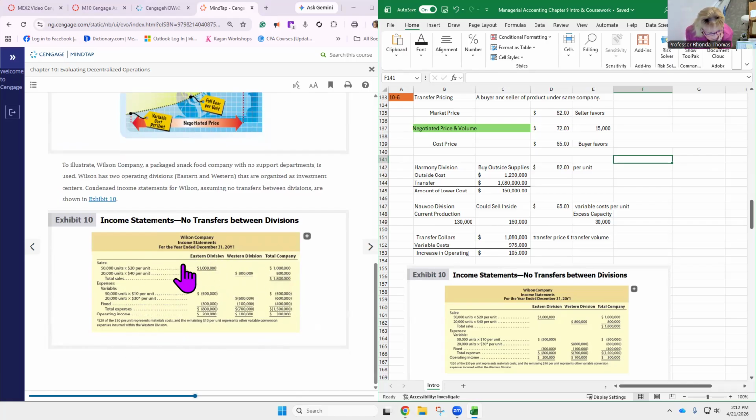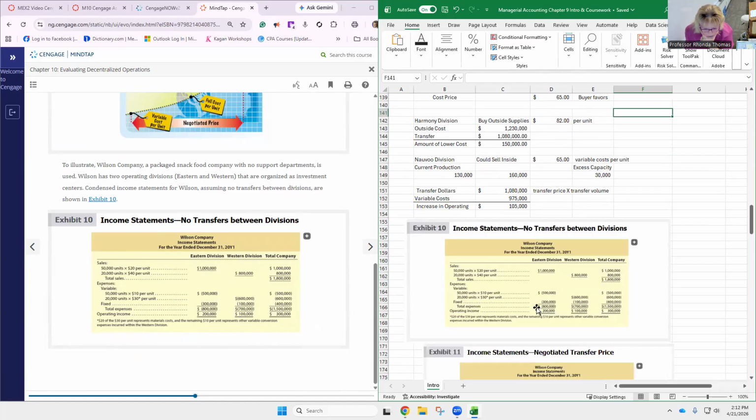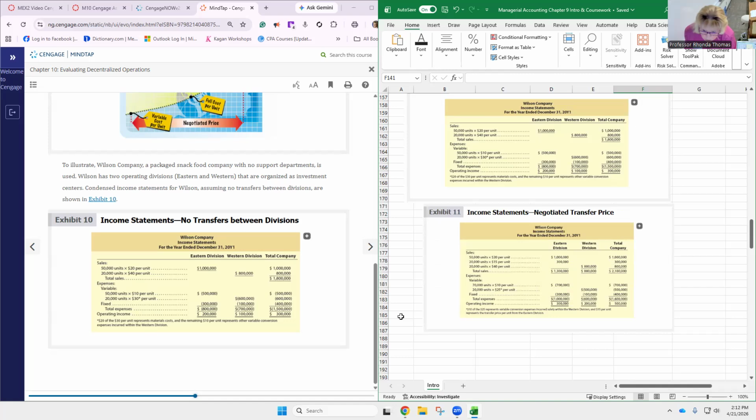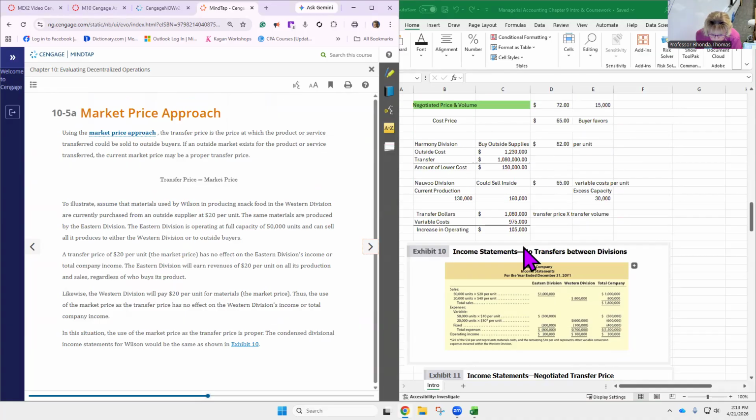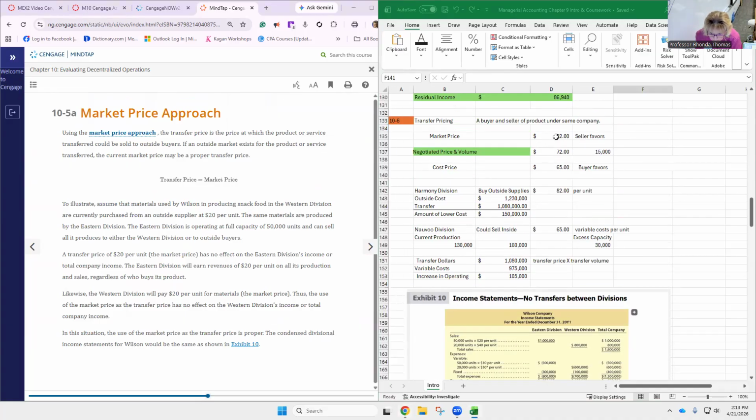So if you go through each one of these, the sales and how much they're charging, these are expenses. And here for the Eastern Division, 200,000, 100,000, 300,000. Now, if you look at negotiated transfer pricing, using the market price approach, the transfer price is the price at which the product or service transferred could be sold to outside buyers. So there are reasons for a transfer price of the market price.